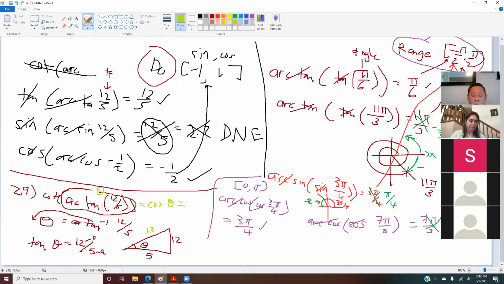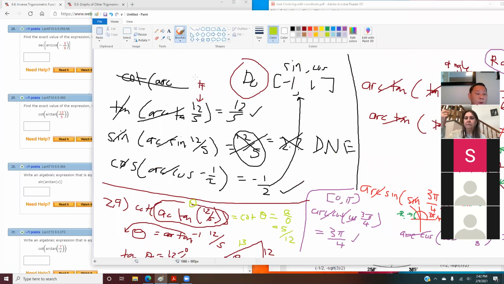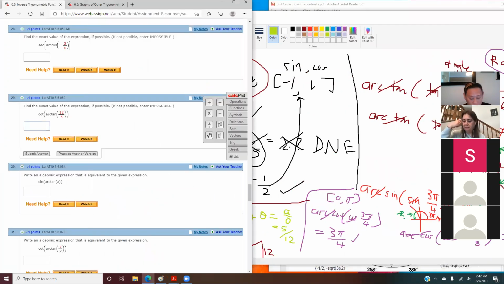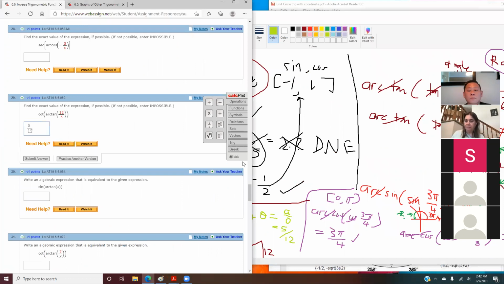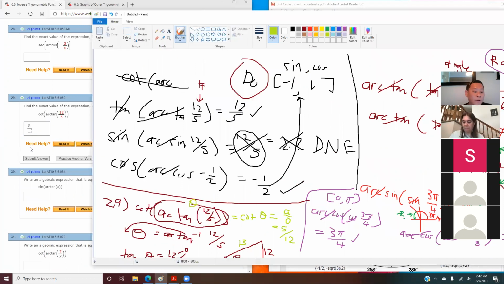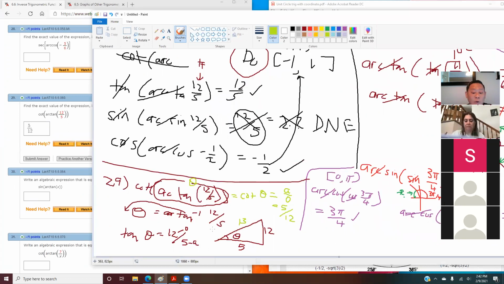Since this whole thing is theta, now it's cotangent theta. Cotangent theta is what over what? Not opposite over adjacent, it's adjacent over opposite, right? And what is adjacent in this case? 5. And over 12. So your answer in this case is 5/12. So if you find out they are different like this, then you have to draw a right triangle.